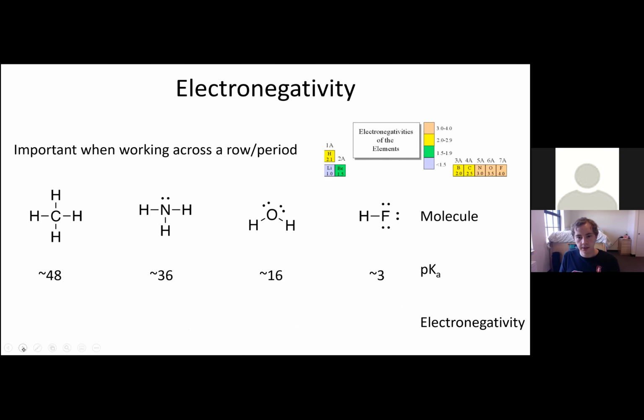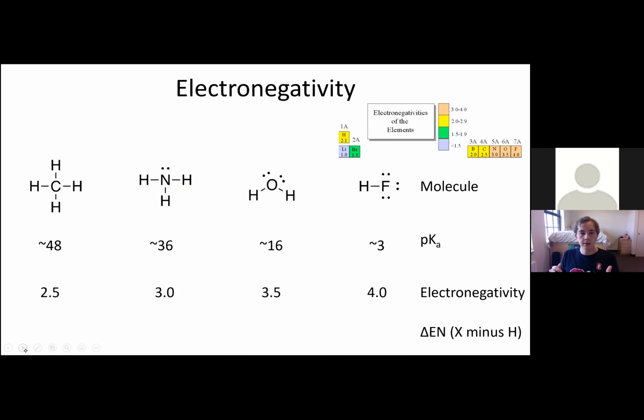I've flashed up the electronegativity chart here. If we write down the electronegativity for our heteroatoms, so fluorine, oxygen, nitrogen, and carbon, we can see that those electronegativities are 4.0 for fluorine, which is the most electronegative atom. Oxygen is 3.5. For nitrogen, it's 3.0. And for carbon, that's 2.5. So we can see here that as the electronegativity increases, we're seeing that lowering of pKa, which suggests that a higher electronegativity corresponds to a lower pKa. A way to help explain this is we can think about the difference in electronegativity between hydrogen and the atom it's attached to.